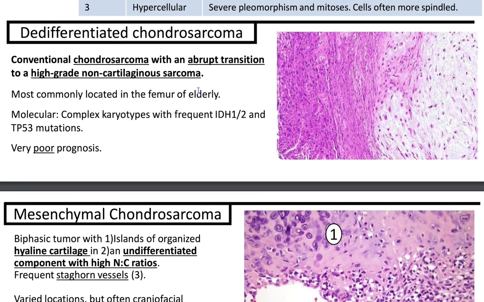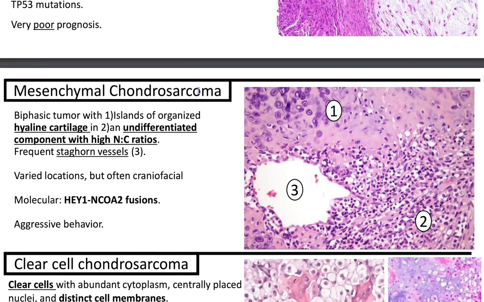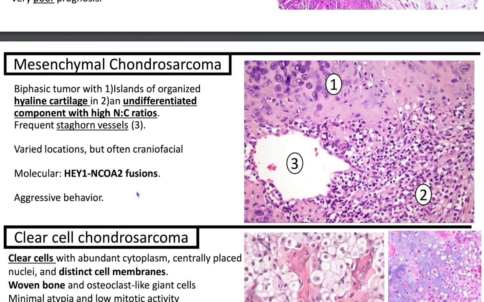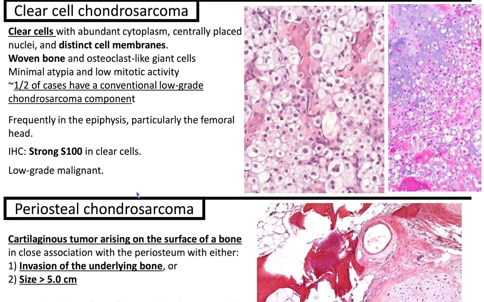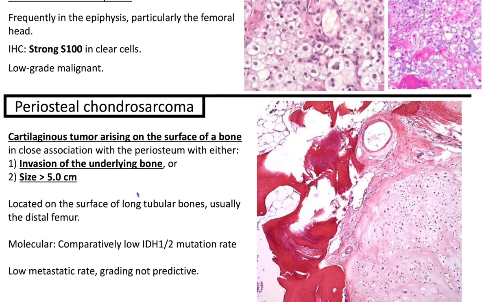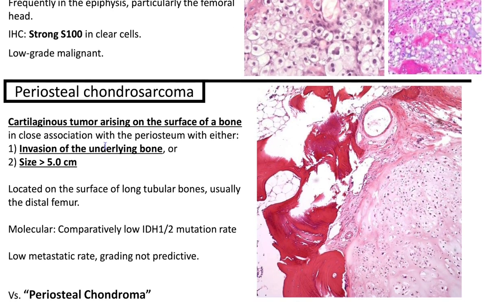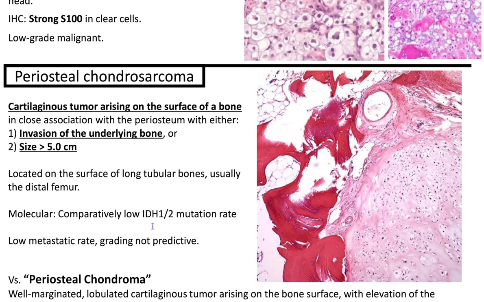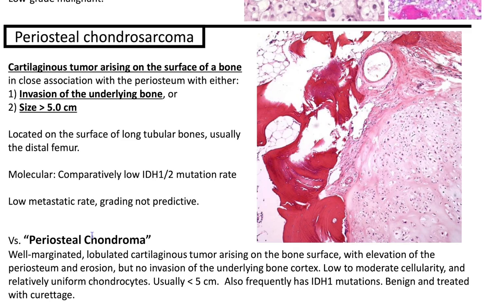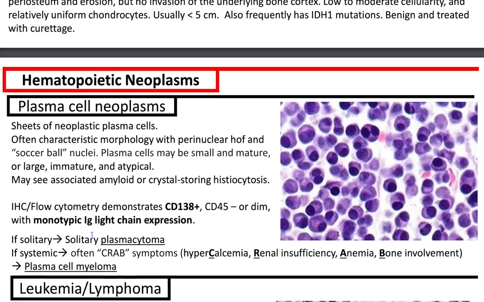We talk about dedifferentiated chondrosarcoma, mesenchymal chondrosarcoma, that biphasic HEY1-NCOA2 fusion, clear cell chondrosarcoma, periosteal chondrosarcoma, defined with the invasion of the underlying bone or size greater than 5 centimeters. Otherwise, it's a periosteal chondroma.